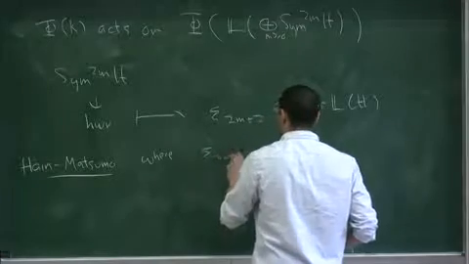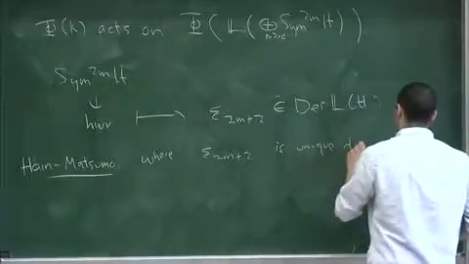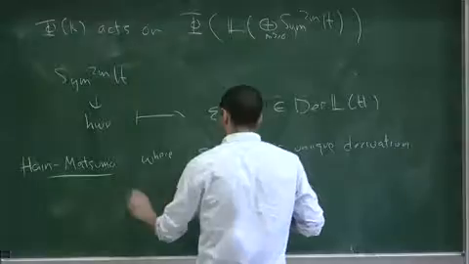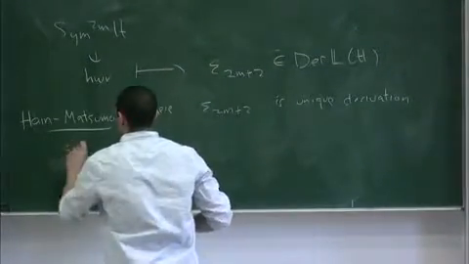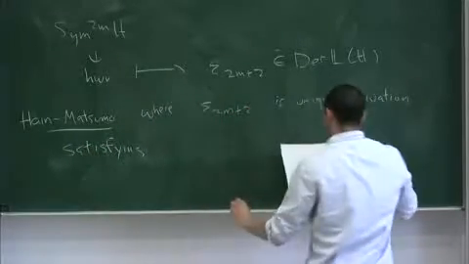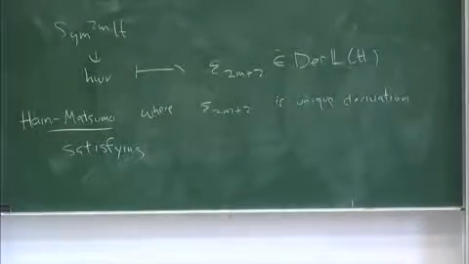Epsilon 2m plus 2 is a unique derivation satisfying this condition throughout the whole talk: epsilon 2m plus 2 of the commutator of A and B is 0. Remember, A and B are my chosen basis for H.